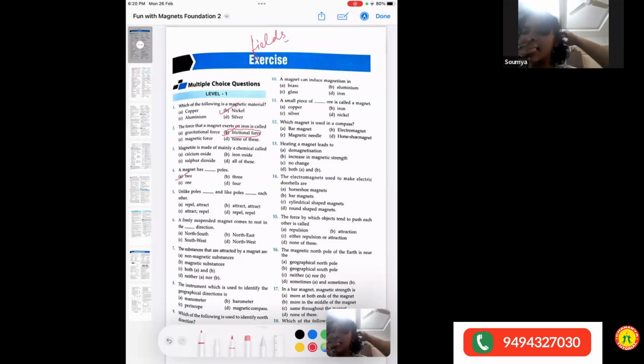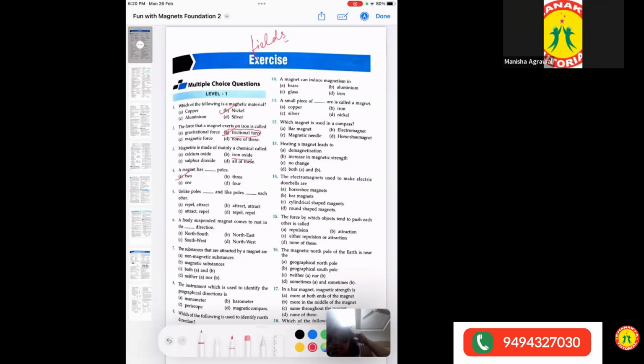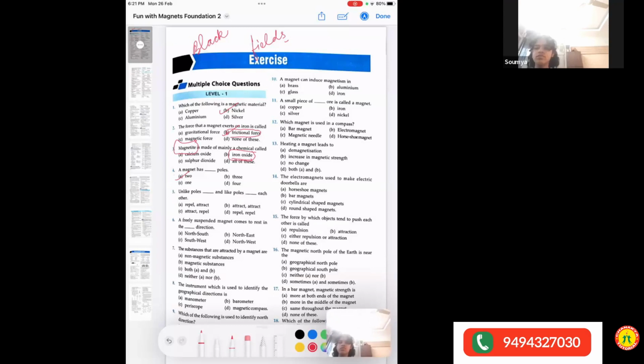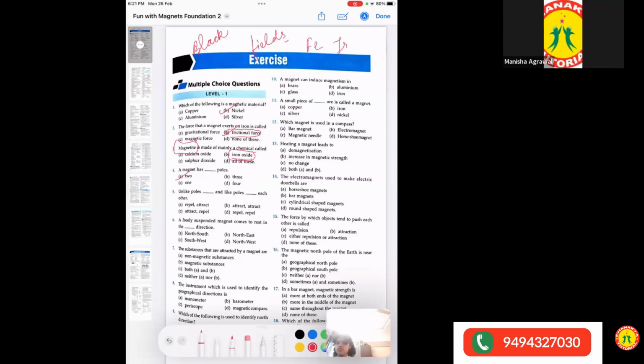Question number 3. Magnetite is made of mainly a chemical called. Ma'am, is it C? No. It is B. So I'll tell you, magnetite is the black color mineral. Magnetite is made mainly of a chemical known as iron oxide. So whatever question comes related to the magnet, if they ask what they are made up of, always keep in mind they will have the iron in it. Okay. So iron oxide is the correct answer.